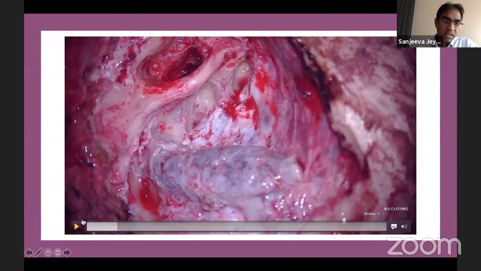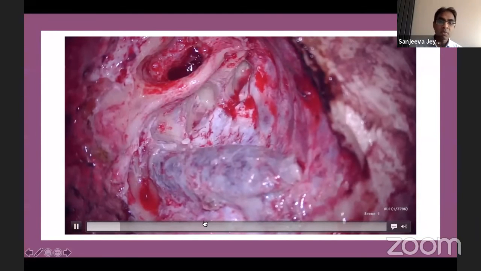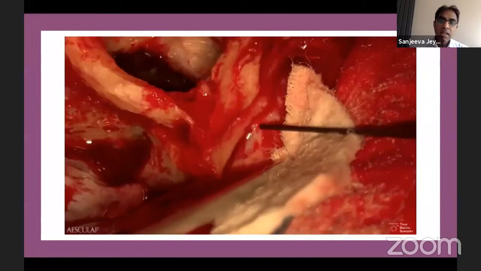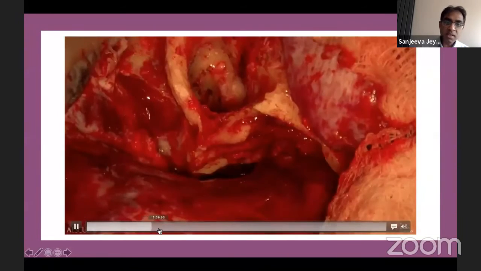Descending segment of facial nerve here. So we're just going to go forward now. I'm sorry, I'm just going to skip. These are the anterior petrosectomy bits, which I will skip.